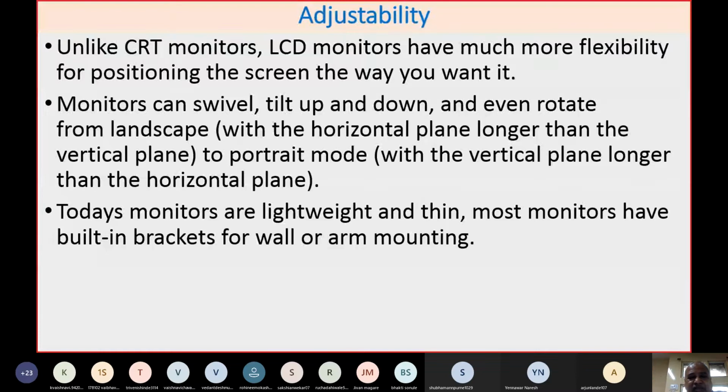It has got a good stand. On that particular stand you can swivel it, you can tilt it up and down. You can even rotate it from landscape, and with this it is also possible to have a portrait mode. Today's monitors are lightweight, thin. Most monitors have built-in brackets for wall and arm mounting. That means you can position your monitors the way you like, the vision you wanted to have, accordingly you can put it.